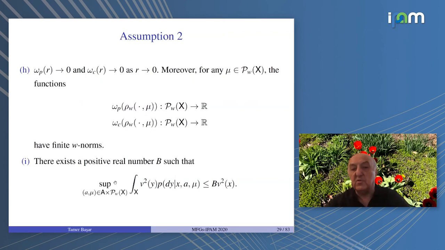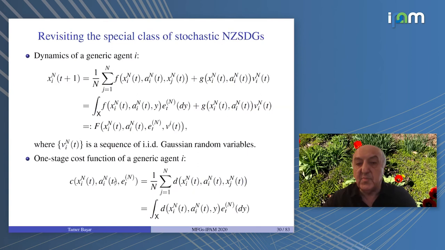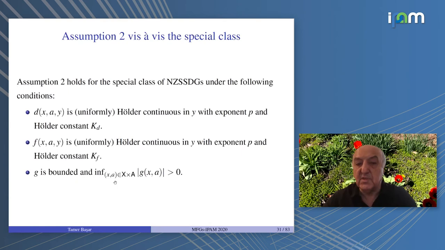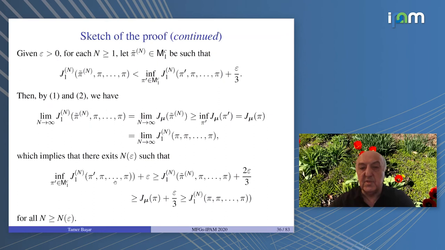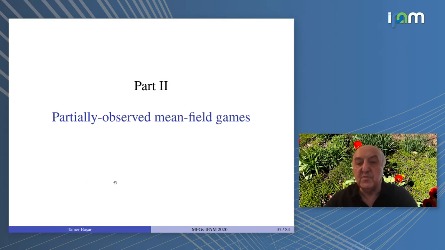I will not go into the details of this, and essentially skip this part and move on to the second part. But as I said, I'll share the slides with all of you. There's a second set of assumptions under which this holds, and those assumptions for the special class boil down to the three that I have here on this slide. If these two assumptions hold, then for any epsilon, there exists a positive integer n such that for n larger than or equal to n epsilon, this policy is an epsilon Markov-Nash equilibrium. Okay. So I am going to skip this part and then talk a little bit in the remaining time on partially observed mean field games, just drawing the parallels.